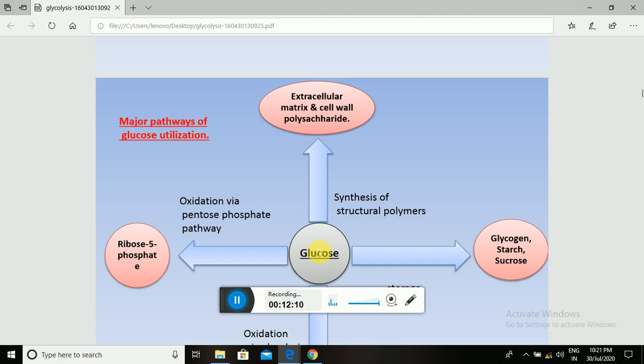Then also this glucose gets converted into ribose 5-phosphate. Glucose is a 6 carbon compound, and ribose 5-phosphate is a 5 carbon compound. Glucose gets converted into ribose 5-phosphate with the help of the pentose phosphate pathway or PP pathway, in an oxidative manner.